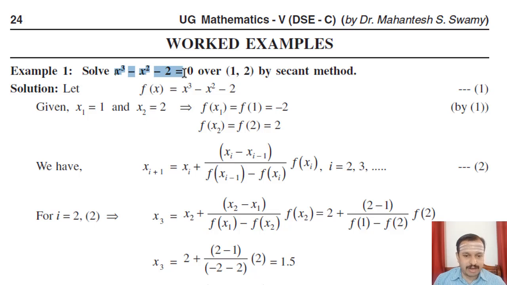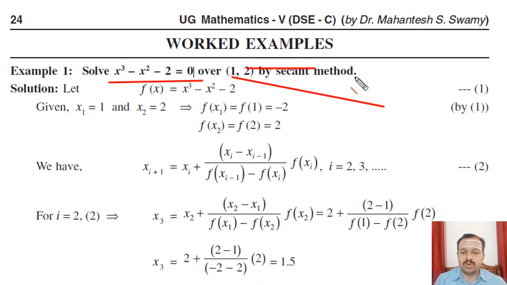So what is the algebraic equation here? Here the algebraic equation given is x cube minus x square minus 2 equal to 0, and the interval given is 2, 3. So this is A and this is B.